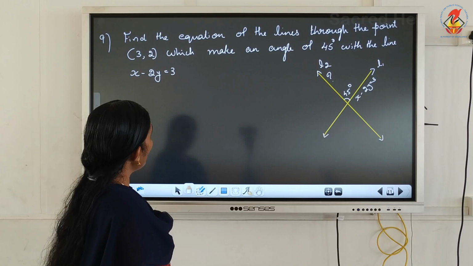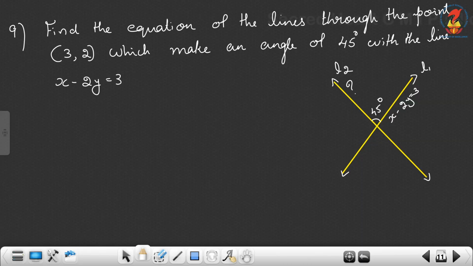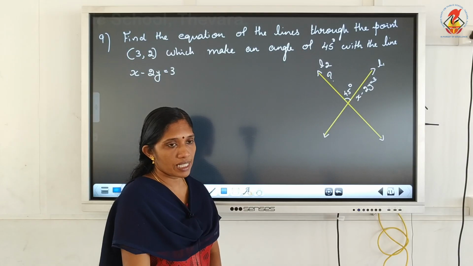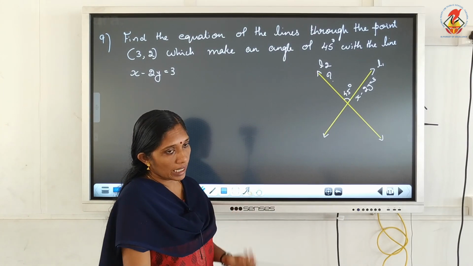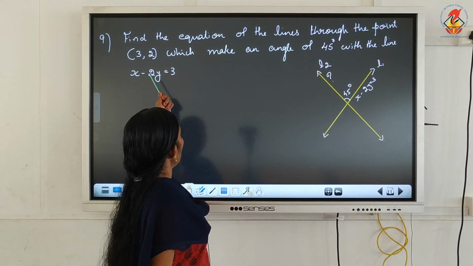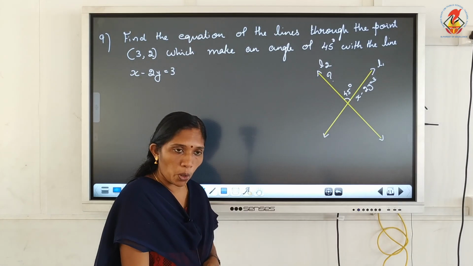Next one. Find the equation of the lines through the point (3, 2) which make an angle of 45 degrees with the line x minus 2y is equal to 3. Find the equation of the lines, not a single line, maybe two or more lines, through the point. So, one point is given.